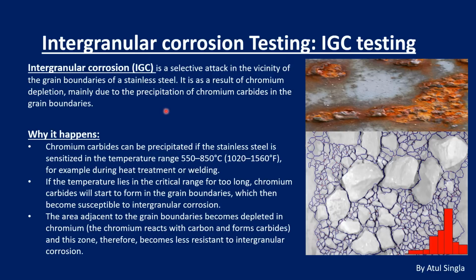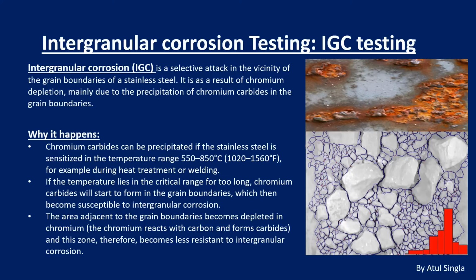If you look at when this happens, it may happen at the time of welding, or it may happen at the time of heat treatment processes. So stainless steel may see this temperature range even if we are not designing for such high temperatures. At the time of welding and heat treatment, these temperatures may be there. So at that time the chromium carbide formation may happen.